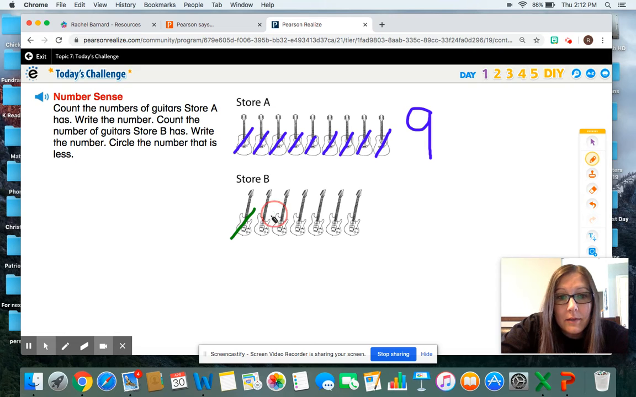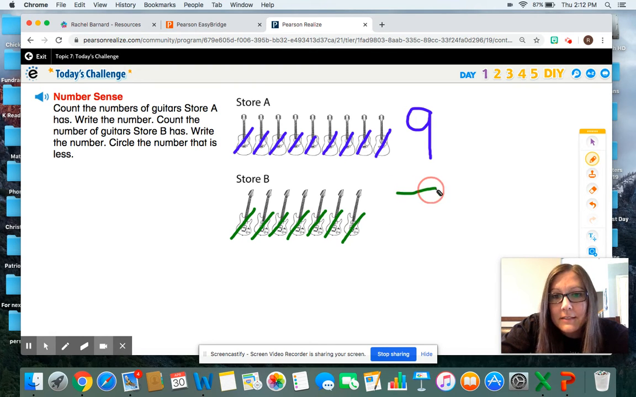1, 2, How many guitars does store B have? I counted 7. Let's write the number. Across the sky, down from heaven. That's the way we make a 7.